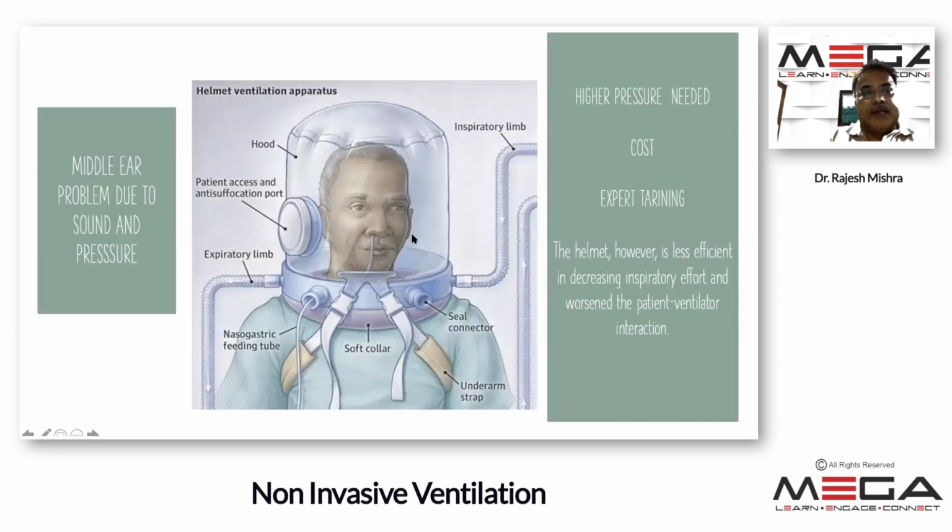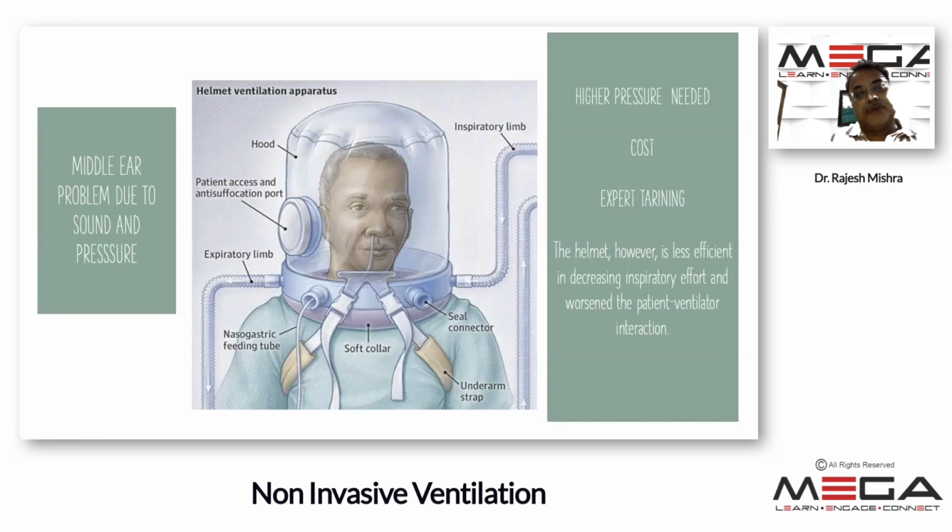The helmet fits very tightly. It gives access to RT feeding, and even oral feeding of the patient. But the problem with this is that it creates a lot of noise and middle ear problems. Along with that, the helmet is less efficient in decreasing inspiratory effort, particularly in COPD patients. And it needs intensive training. So the kind of interface which we select is very important.